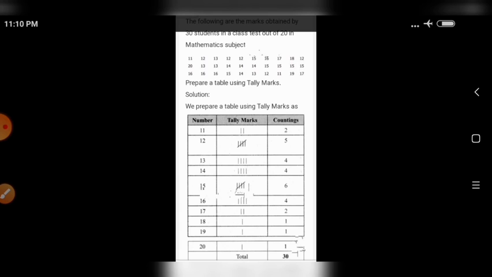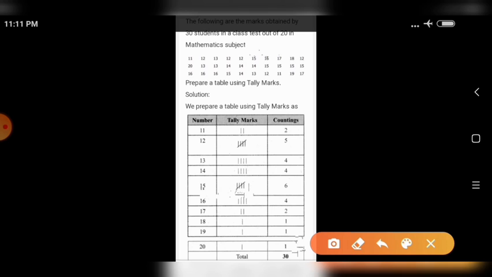And the next one, fourth sum. The following are the marks obtained by 30 students in a class test out of 20 in mathematics. Here the marks from 11 to 20 are given. 11, how many students? 1. And then 2, only 2. 12, 5 members. And then 13, 4 members. 14, 4 members. 15, 6. And 16, 4. And 17, 2.